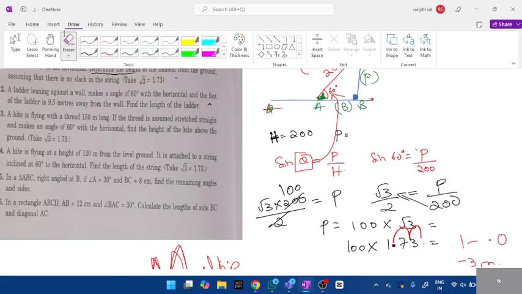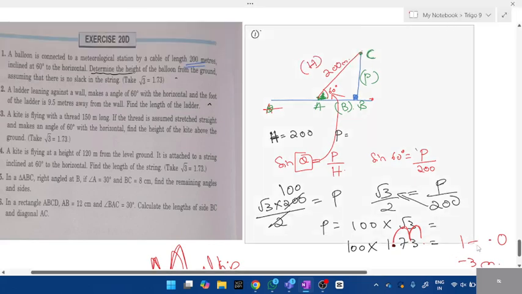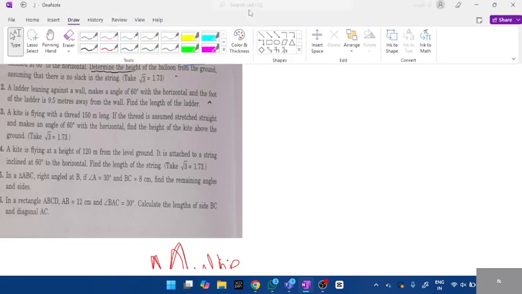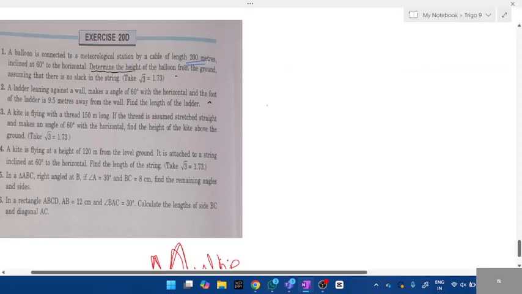Read the next question. Try to draw the diagram, students. Second one I'll explain. Third one you all can try. Yes, Kia, read out the second question. What is given? A ladder leaning against the wall makes an angle of 60 degrees with the horizontal, and the foot of the ladder is 9.5 meters away from the wall. Find the length of the ladder.